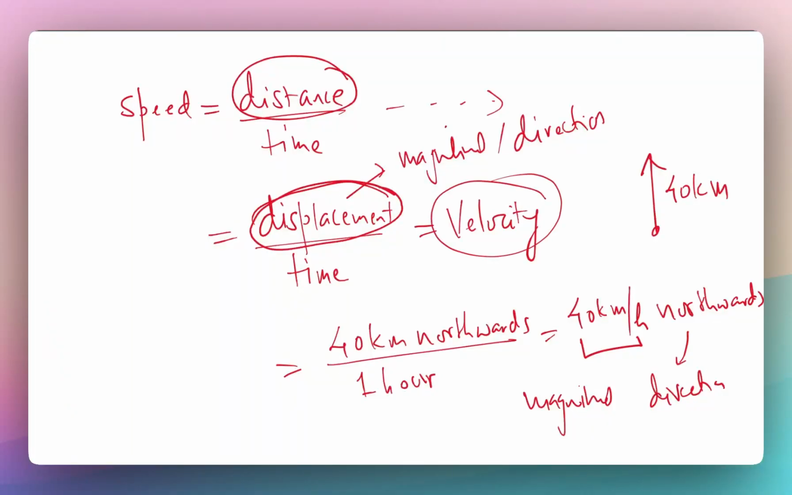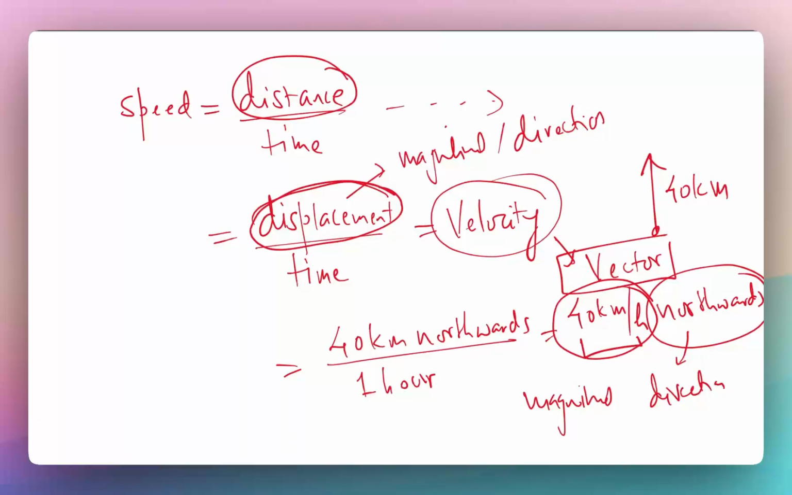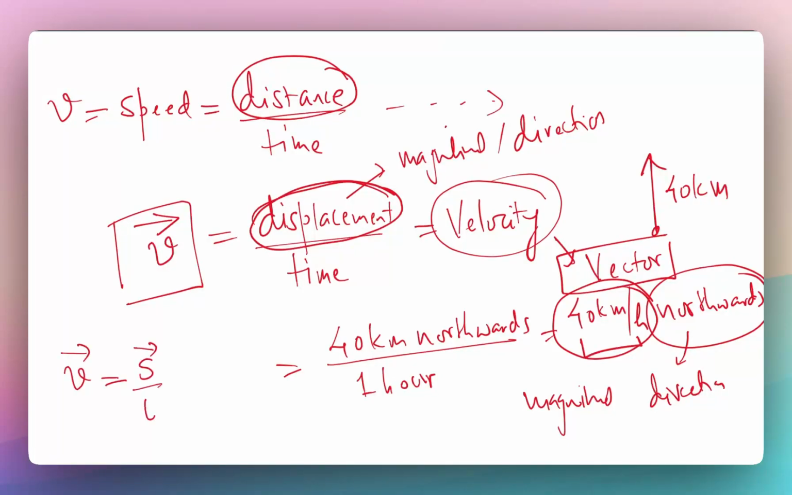Hence, velocity, which is displacement by time, happens to be a vector quantity because we are providing two pieces of information: the magnitude, how much, and in which direction. We can represent it by the symbol v, but now we have to put an arrow on top of it to distinguish it from the speed, which is simply v. In symbolic terms, v is equal to s, the displacement, divided by time. Time is a scalar quantity. So we can rearrange it to write s is equal to v into t.